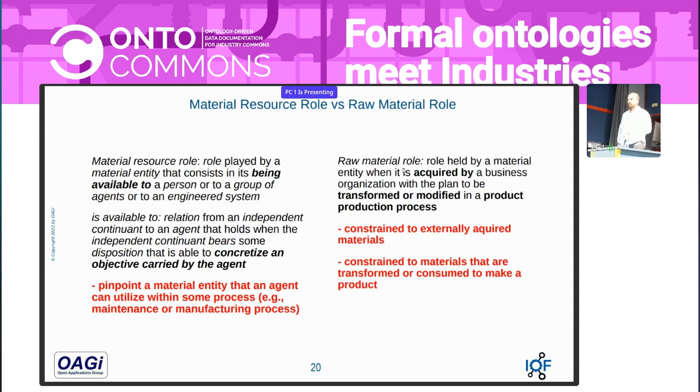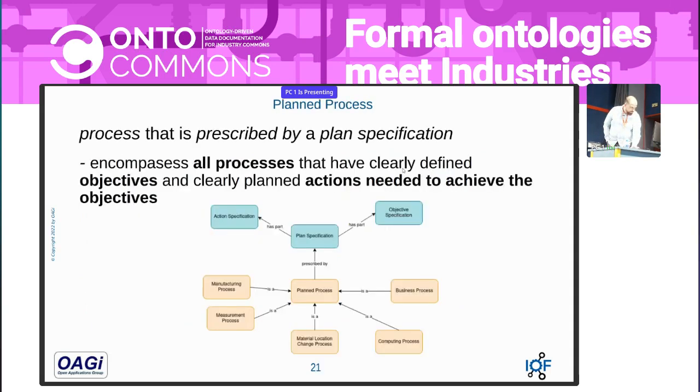While the raw material role is more specific, it's actually held by a material entity when it's acquired by a business organization with the plan to be transformed or modified in a product production process. So it's only limited to externally acquired material entities and also to those material entities that are going to be consumed or modified in a product production process.